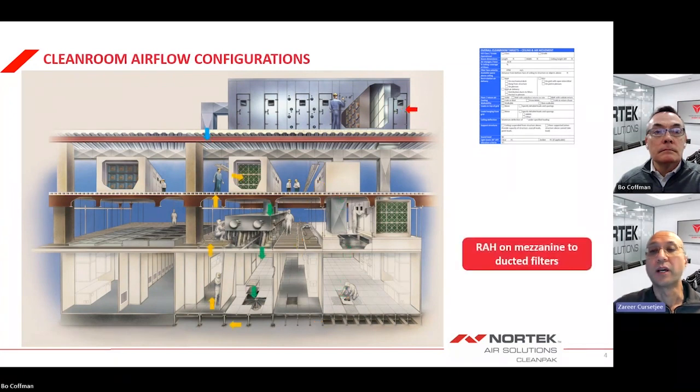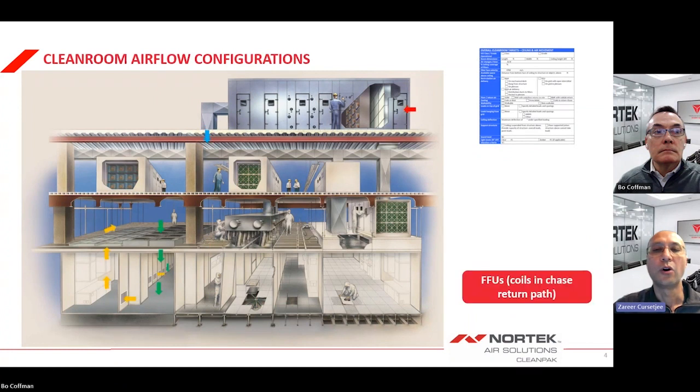You would address this with either solely using makeup air, which by itself is not an efficient way to deal with the sensible heat load, or by putting in sensible coils in RAHs. Or in the case of FFUs, you need to determine where you put the coils. Do they go in the return chase, low or high, or on the deck?